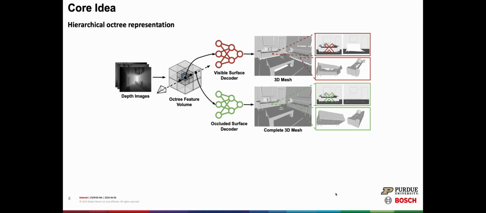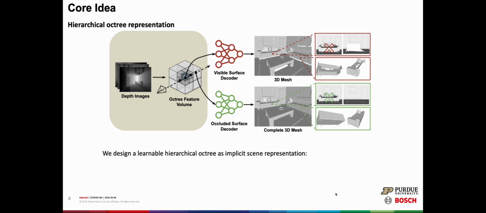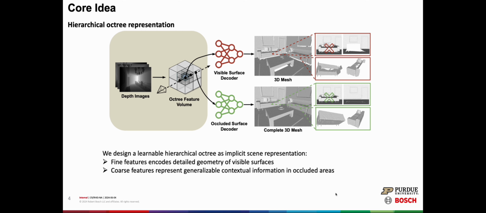We design a learnable hierarchical octree as implicit scene representation. We use fine-level features and coarse-level features within the octree to separately represent the visible and occluded regions. Fine features are expected to encode high-frequency detailed geometry of visible surfaces, while coarse features are expected to represent contextual structural information, which is more generalizable for occluded surface completion.